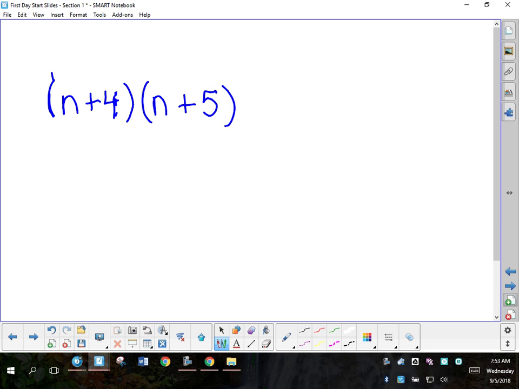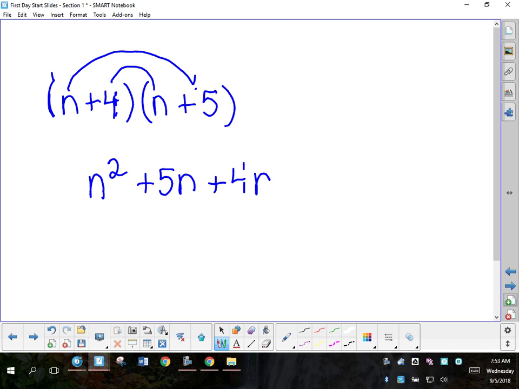If I multiply my first terms, what do I get? Well, I have an n squared. My outside terms, which are these two here, is positive 5n. The inside two terms here are plus 4n. And then the last terms that I get are plus 20. And then you could combine from there. But that's how you go through and check.